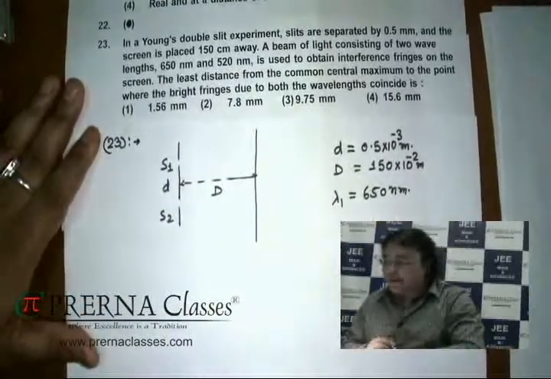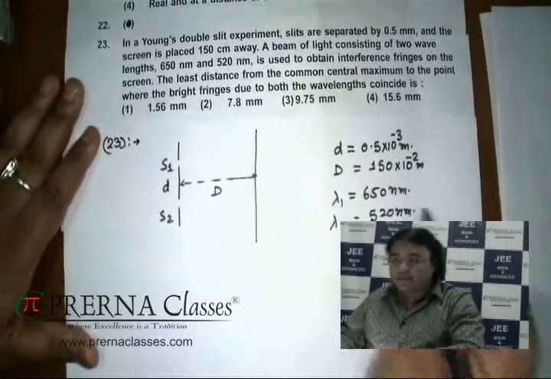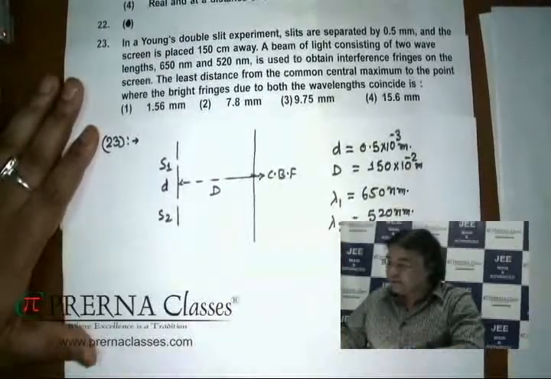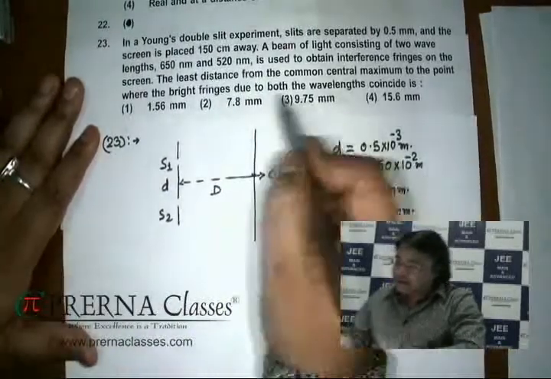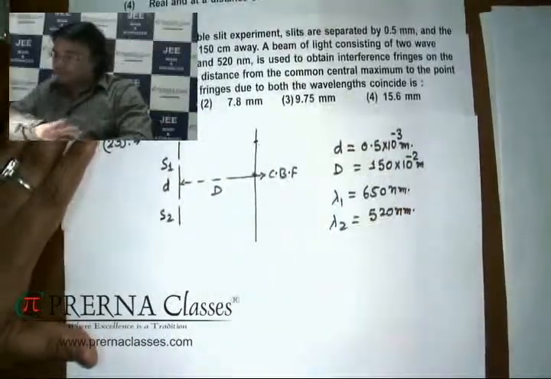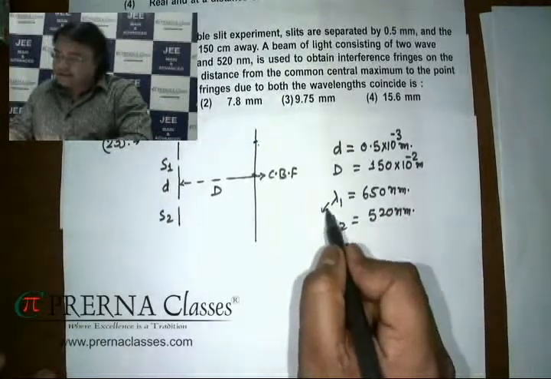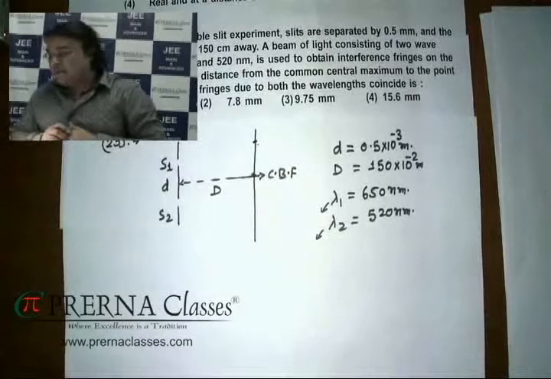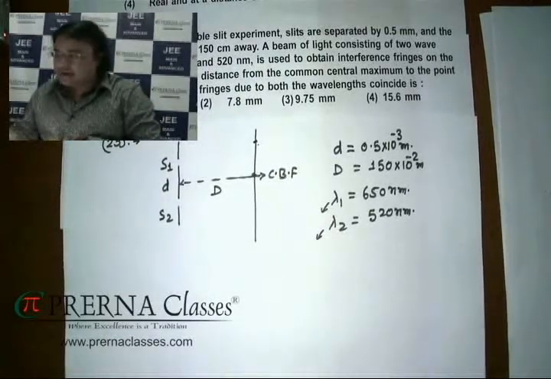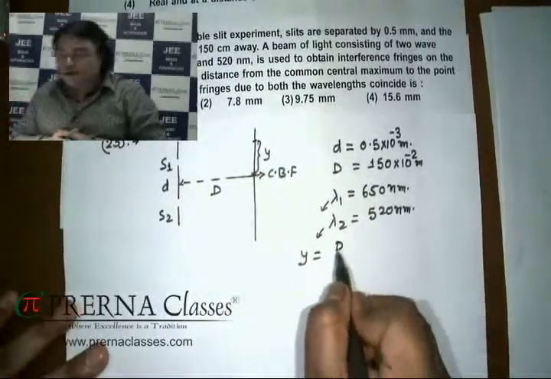Now interference is obtained by two wavelengths, lambda 1 here is 650 nanometer and lambda 2 here is 520 nanometer. That point definitely will be the central bright fringe. Now we have to find the point at which both bright fringes coincide. That means the bright fringes formed by lambda 1 and lambda 2, or you can say the overlapping of the interference pattern by the two wavelengths.